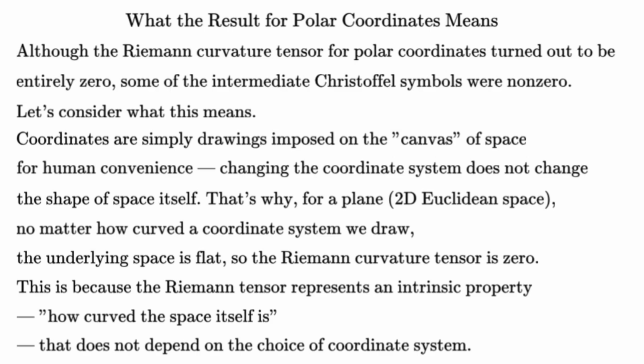Coordinates are simply drawings imposed on the canvas of space for human convenience. Changing the coordinate system does not change the shape of space itself. That's why, for a plane, 2D Euclidean space, no matter how curved a coordinate system we draw, the underlying space is flat, so the Riemann curvature tensor is zero. This is because the Riemann tensor represents an intrinsic property, how curved the space itself is, that does not depend on the choice of coordinate system.